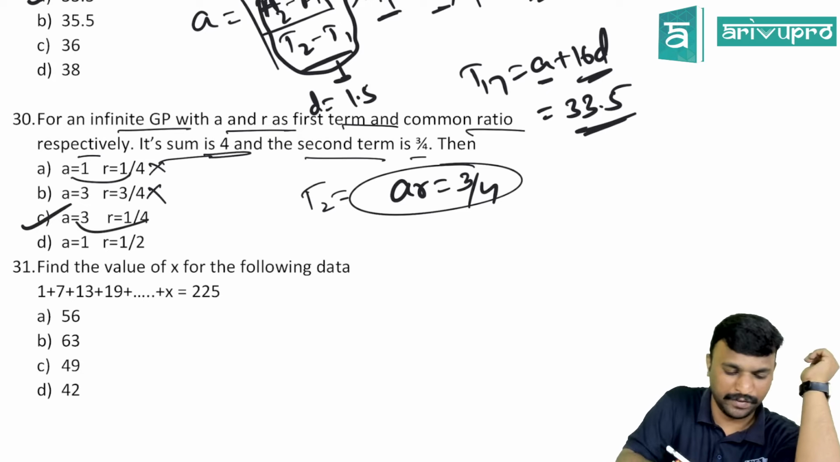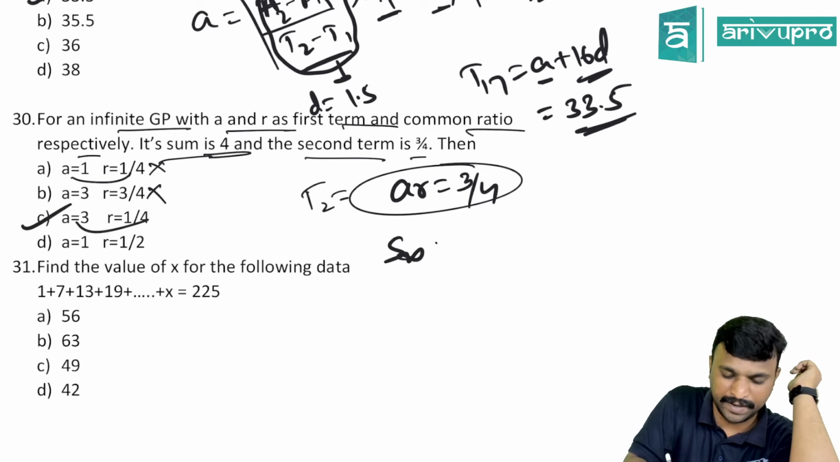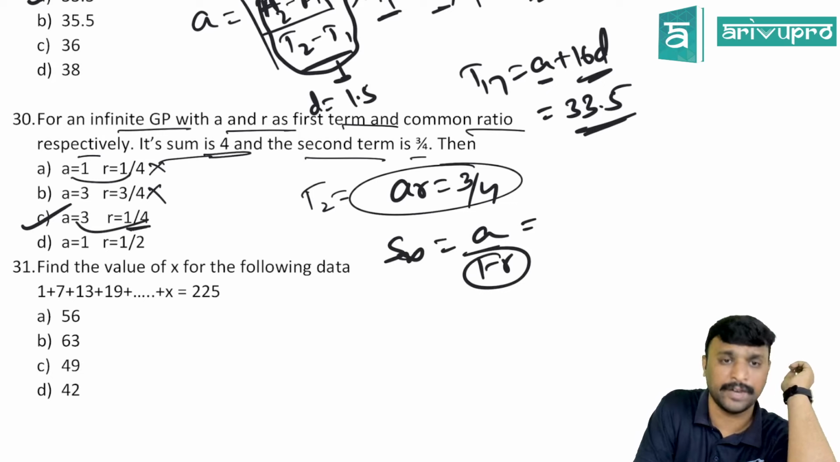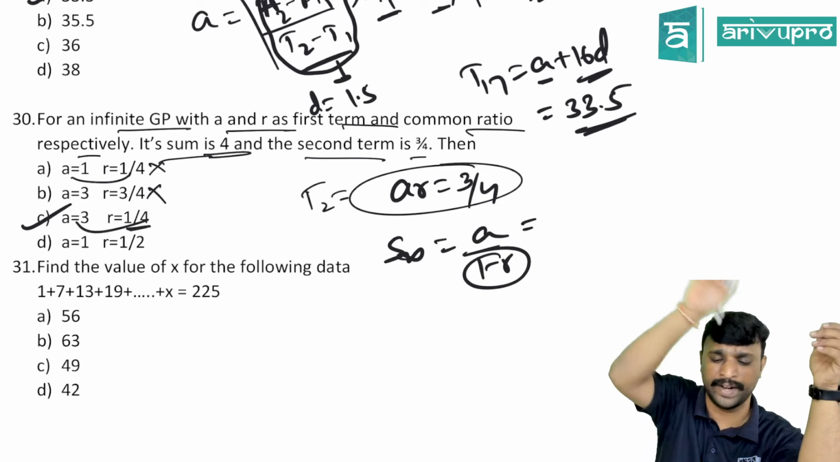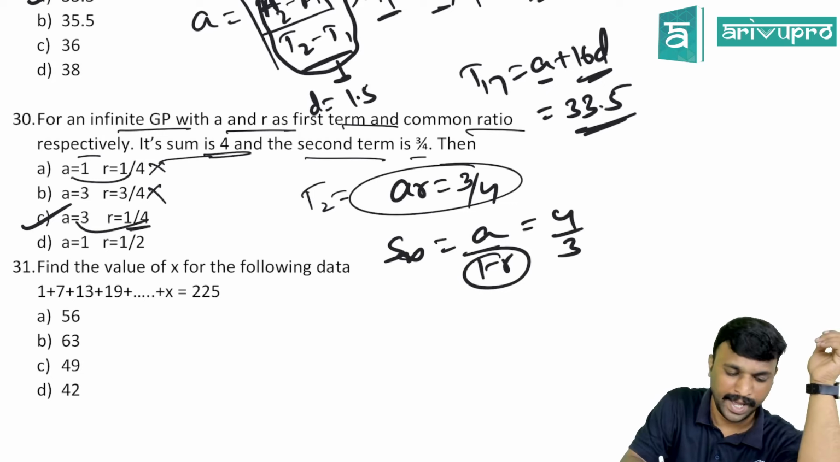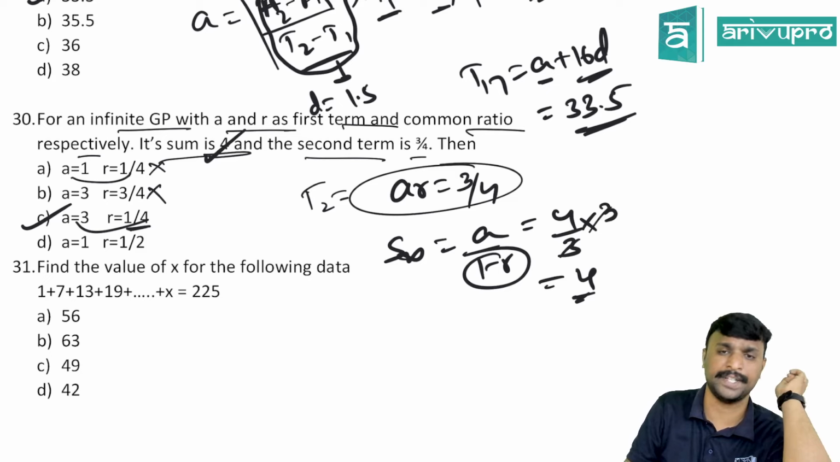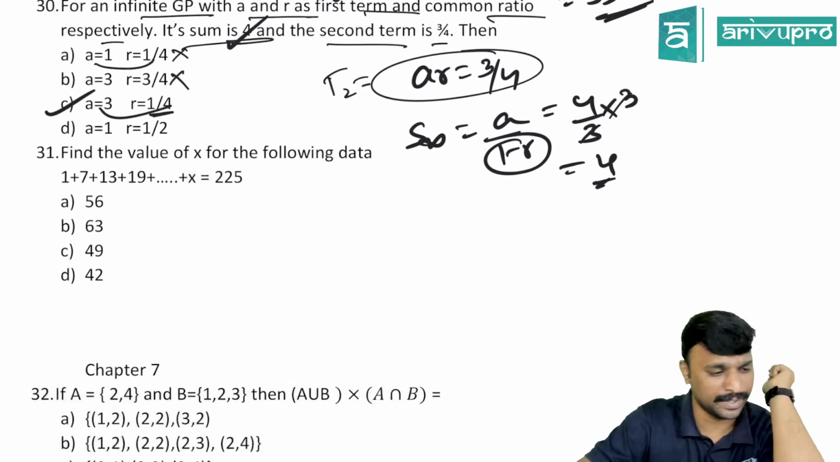And even if you want to confirm, S infinity is A divided by 1 minus R. Guys, you know what to do for 1 minus R. 1 minus R value is 1 by 4 here. 1 minus 1 by 4 is 3 by 4. When it is taken up, it becomes 4 by 3 into A value, which is 3. So 3 cancels, and it is equal to 4. Therefore, the sum of infinite GP is 4. Even that is also satisfied.